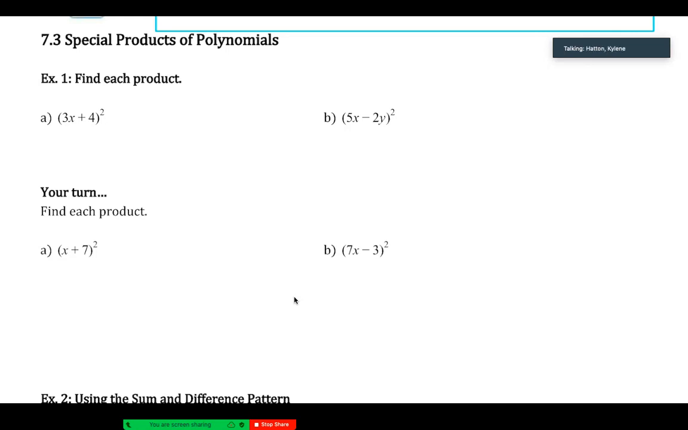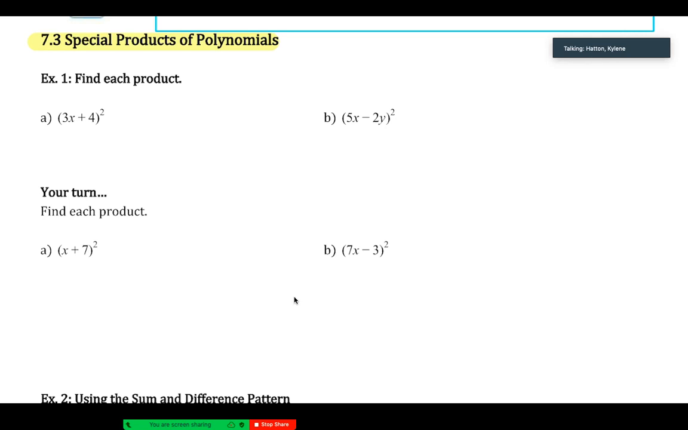Okay, so 7.3, special products of polynomials. So example 1, find each product. In example 1a, we have 3x plus 4 in parentheses squared.